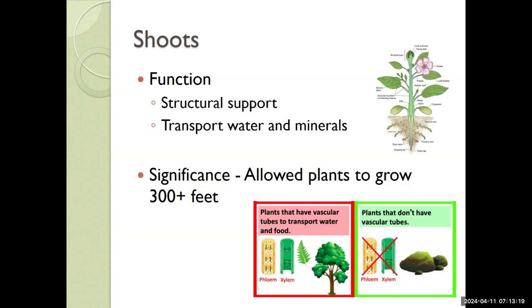Without shoots, plants would not be able to grow up. And they're so effective at this that some plants are close to 400 feet tall. Plants without vascular networks, without shoots, are very short and shriveled and rely upon the structural integrity of their surface to live upon.